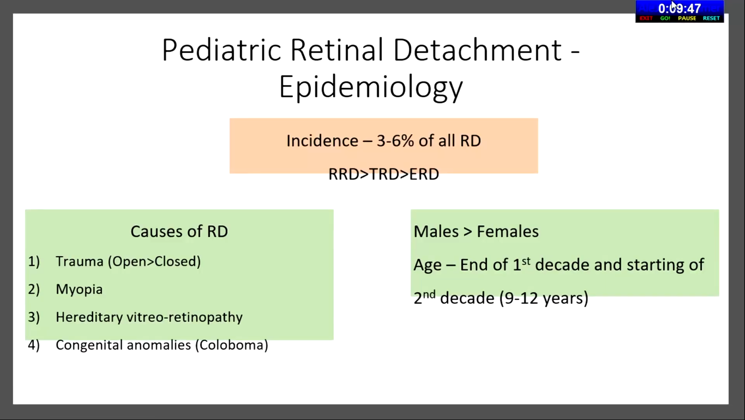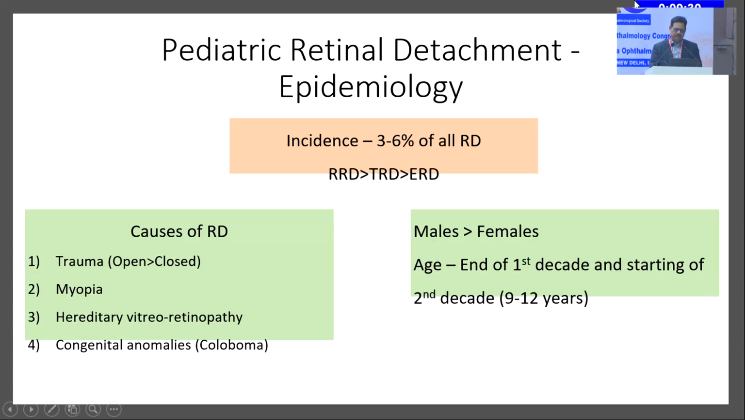Okay. So pediatric retinal detachments are about 3 to 6% of the total detachments. Out of pediatric retinal detachments, we have rhegmatogenous retinal detachment. We also have traction detachments, and we also have exudative retinal detachments as far as pediatric retinal detachments are concerned.